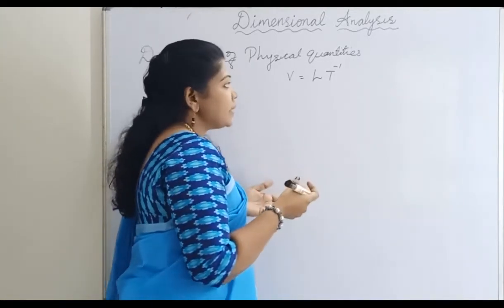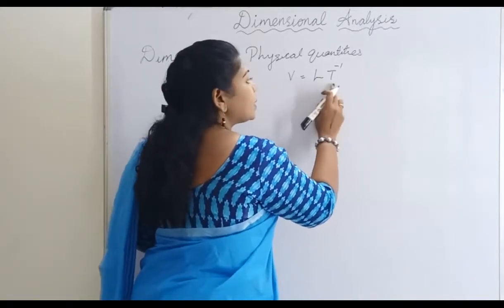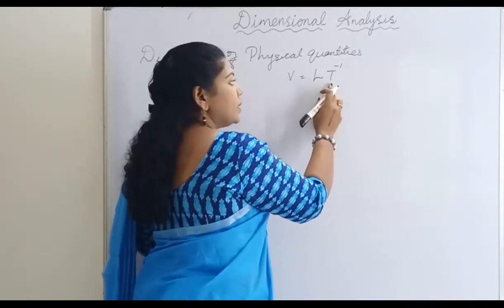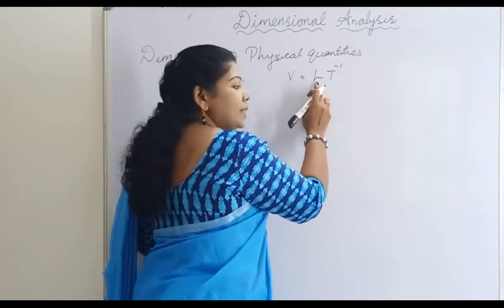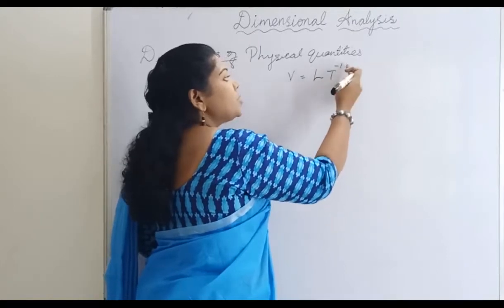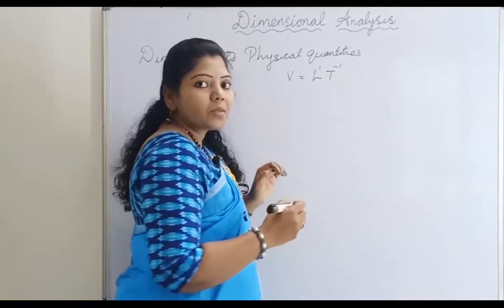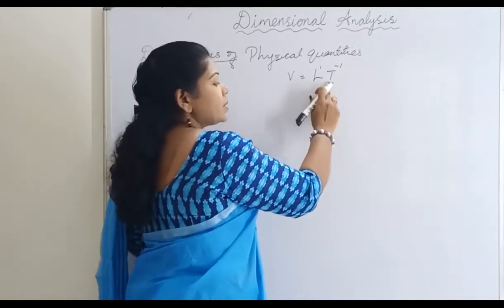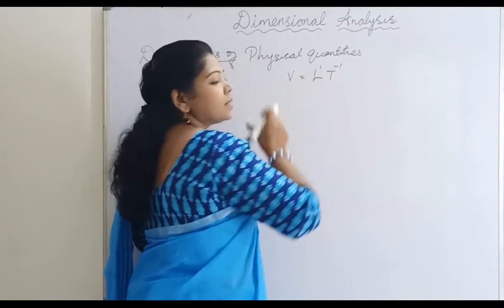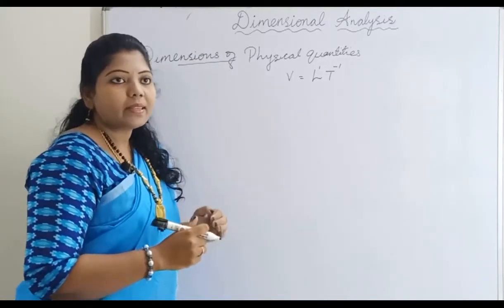Why are we saying that it has dimension? Because this L and T are the fundamental quantities, or we can say base quantities. These two are the base quantities, L for length and T for time. These fundamental quantities are raised to some power. Here the power is 1 and here it is minus 1. So when the base quantities are raised to some powers, we call this dimensions. So, dimensions of physical quantities.